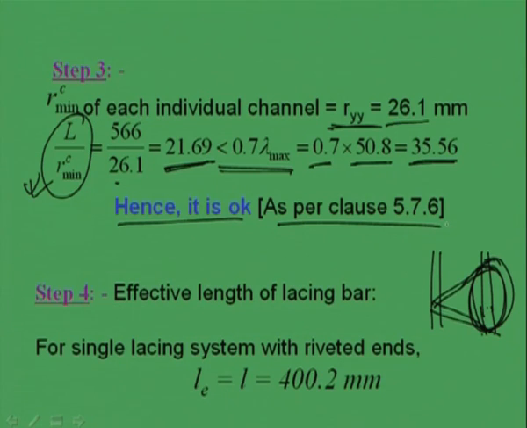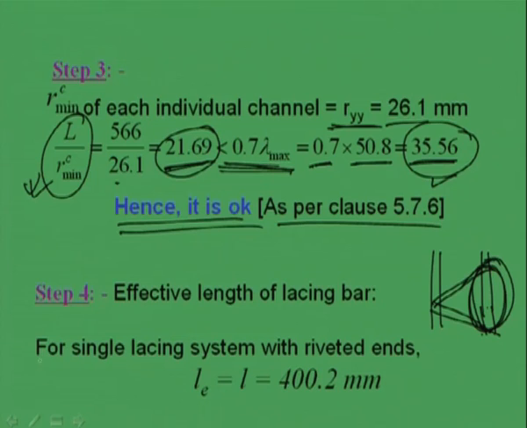In clause 5.7.6 it is told that L by RC minimum should be less than 0.7 lambda max, and now 0.7 lambda max is becoming 35.56 and L by RC minimum is becoming 21.69. So, this is less than the 0.7 lambda max. So, this is okay.